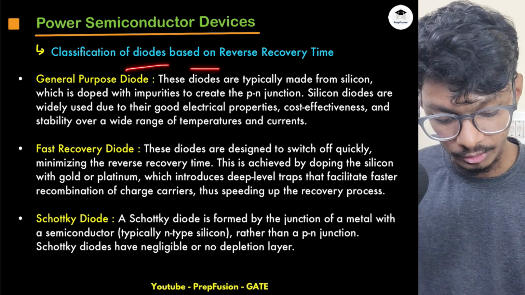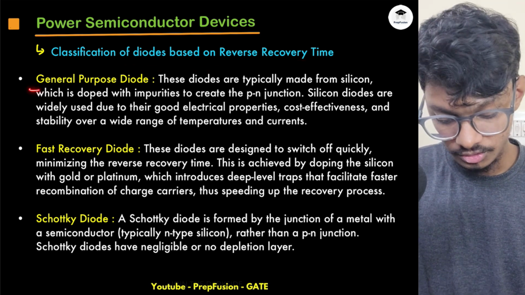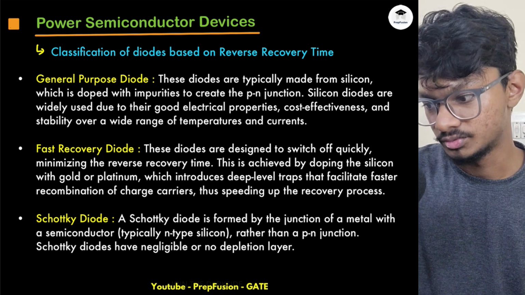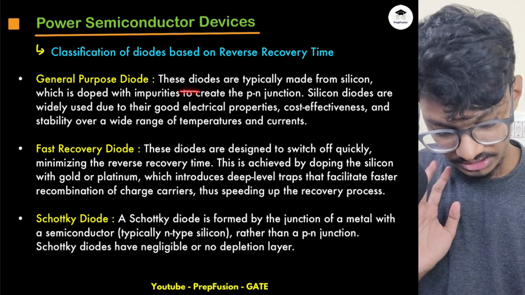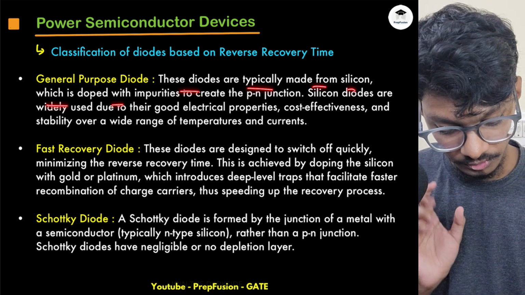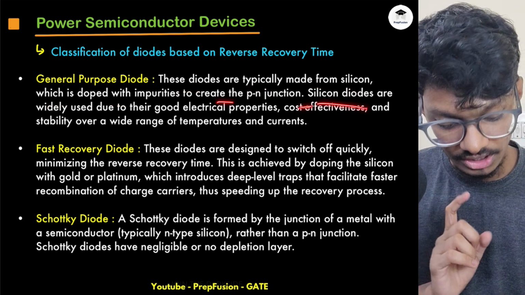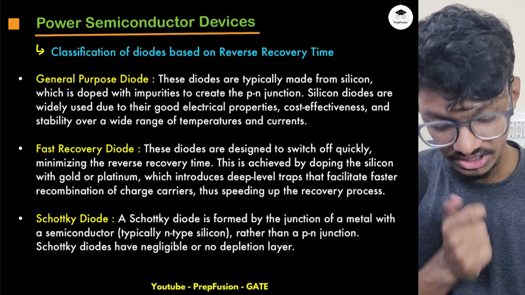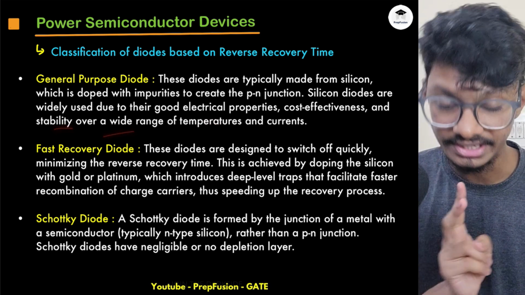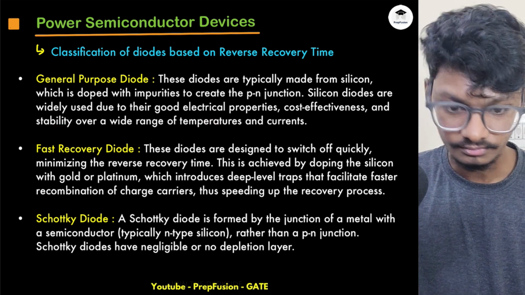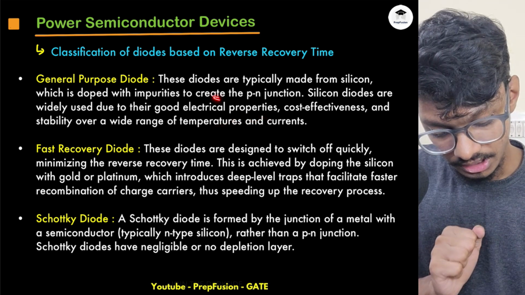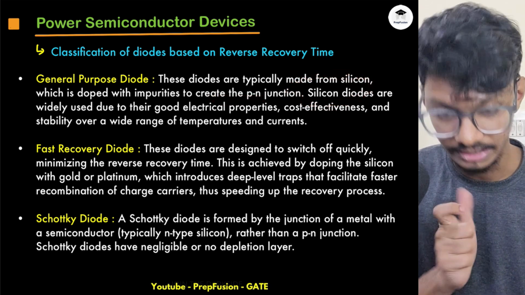So, classification of diodes based on reverse recovery time. General purpose diodes are normal diodes, which we use as signal diodes and in our power diode as well. These diodes are typically made from silicon, which is doped with impurities to create PN junctions. Silicon diodes are widely used due to their good electrical properties, cost effectiveness and stability over a wide range of temperature and currents. So that's why silicon diodes are used, but these are generally slow, right? Due to the impurities present in the silicon and the nature of silicon.